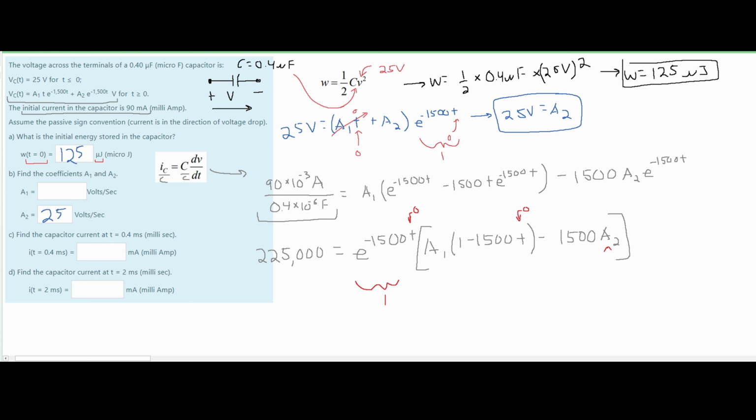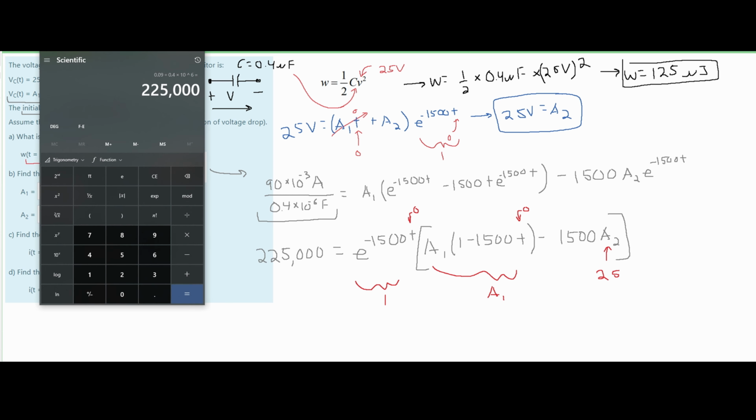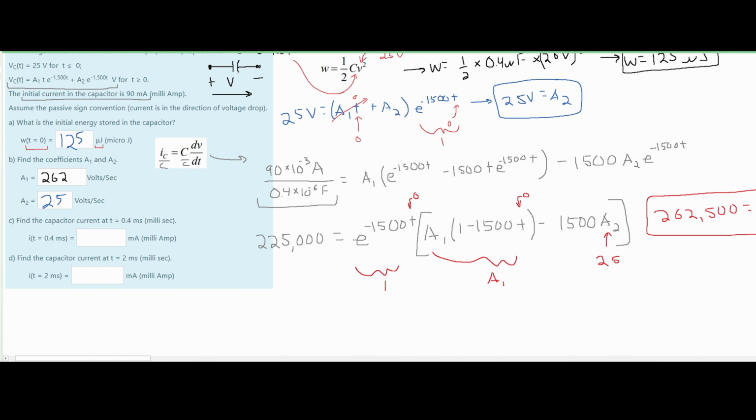We know that our a of 2 is 25. And then this is just going to be a of 1 also. So really we have 225,000. And then we are going to add this with the 25 times 1500. The reason why we are adding this and not subtracting it is because we're moving it over to the other side. If we do that, we're going to get 262,500. And that is our answer for A1.